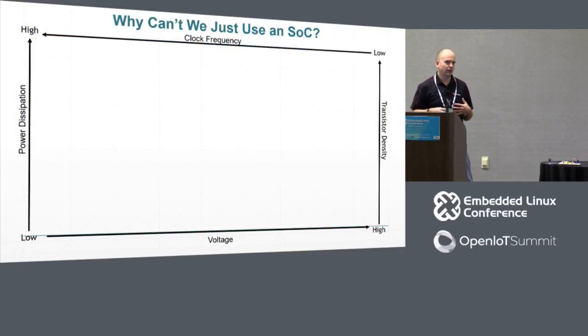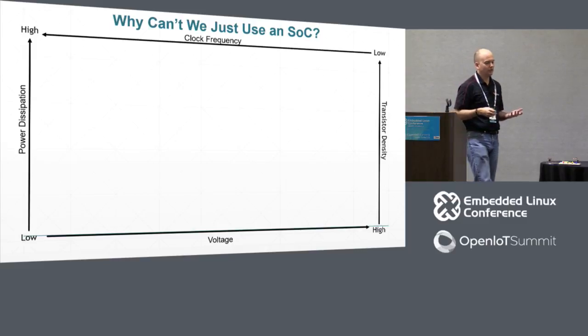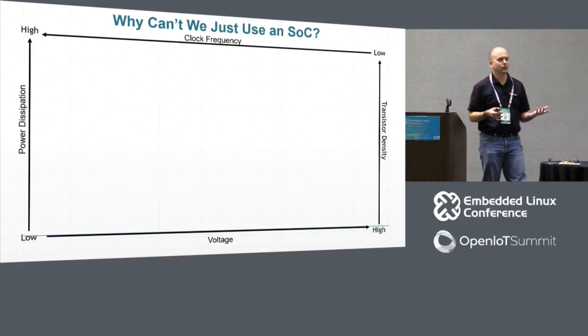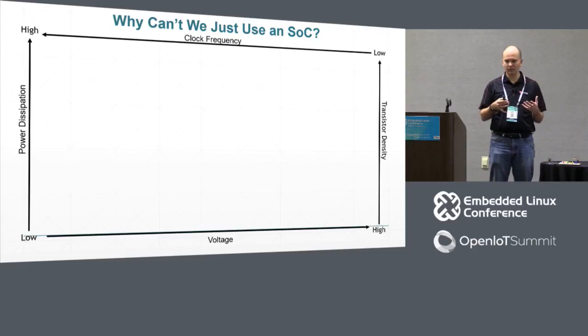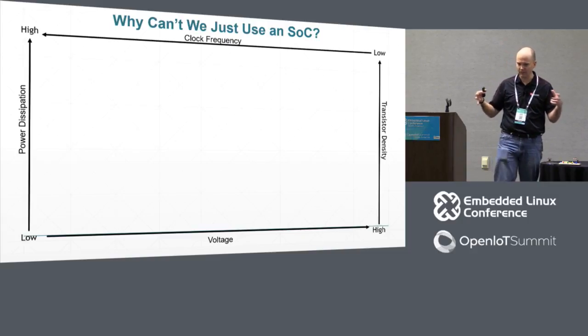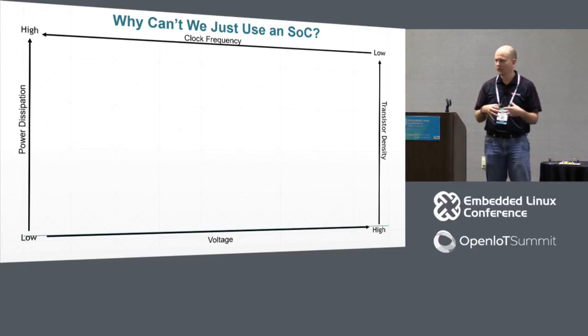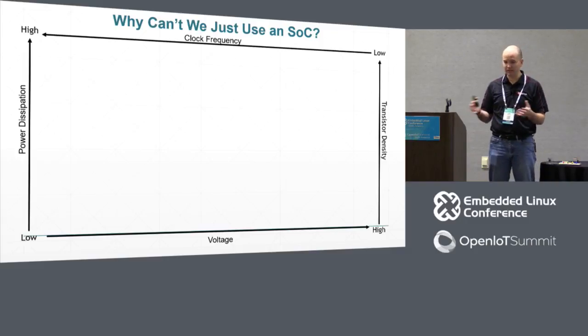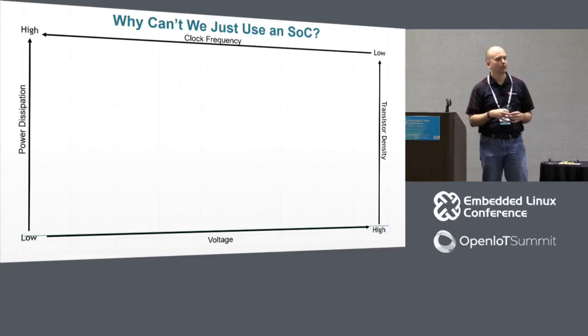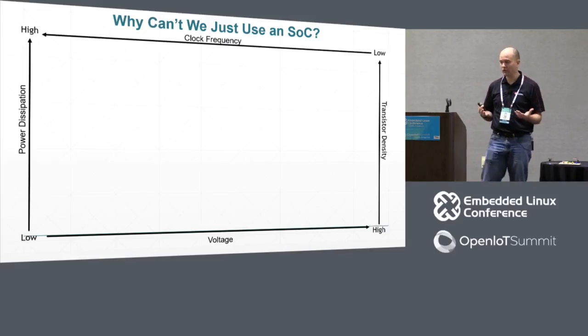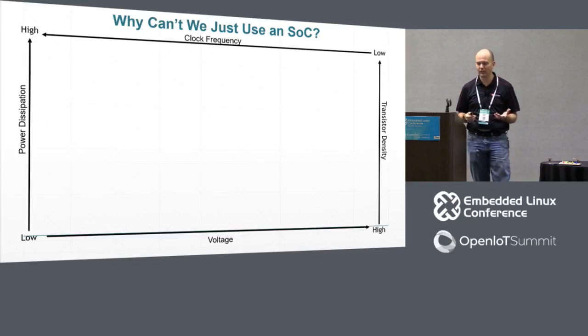So the question that comes to mind, though, is why can't you just use an SoC? SoC has been the way that we've allowed systems to grow smaller and smaller for the last couple of years. In the last 10 years, we used to have a processor only, and now we have a processor, graphics coprocessor, all sorts of peripherals, all in the same piece of silicon. So why can't we just accomplish this whole goal with an SoC?